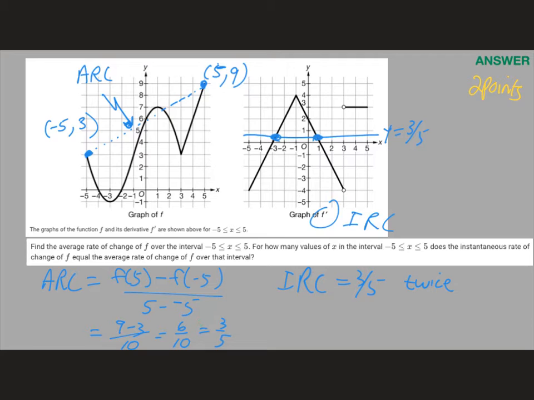Second part of the question says how often is the instantaneous rate of change equal to that value? Instantaneous rate of change is f prime, so if you look at the second graph and estimate where 3/5 is, it looks like the instantaneous rate of change is 3/5 twice, once here and once there, so that answer is the instantaneous rate of change of 3/5 occurs twice. This question was worth 2 points.